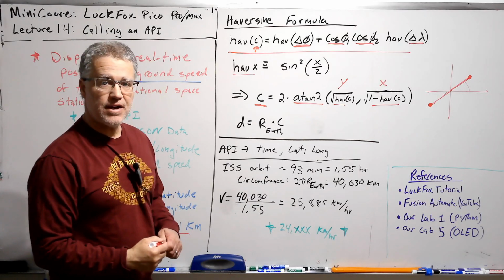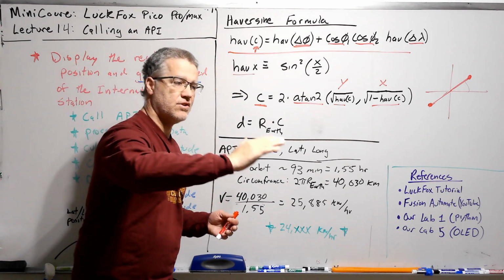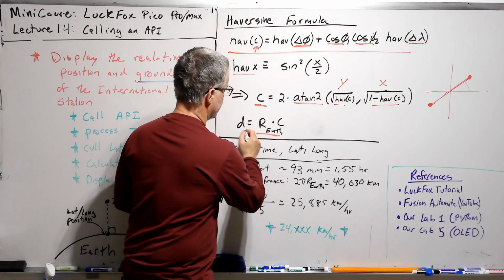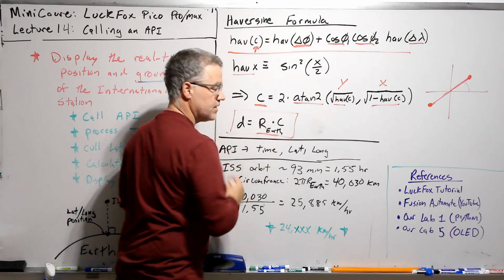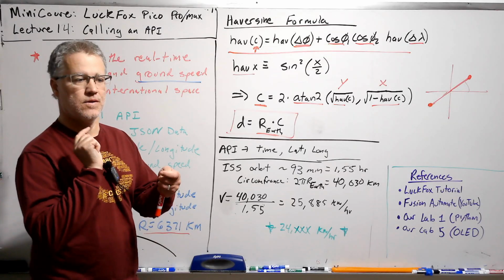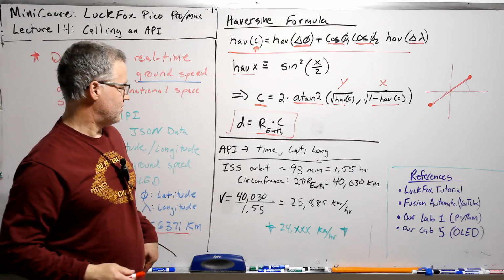All right, then it's just a matter of, we've got this angle, and then that's along the Great Circle. So then we have to multiply by the radius, and that will give us our distance formula for change in latitude and longitude along the Earth, along the Great Circle.